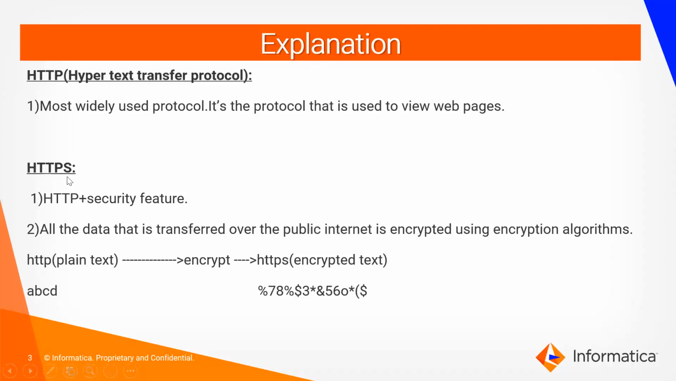Now, what is HTTPS? HTTPS is very simple. When you add S to the HTTP, it is HTTPS. That means S is nothing but a security feature. So how is this security being achieved? This security is achieved by using the SSL or TLS protocols. That's why SSL and TLS are protocols used for the security feature.